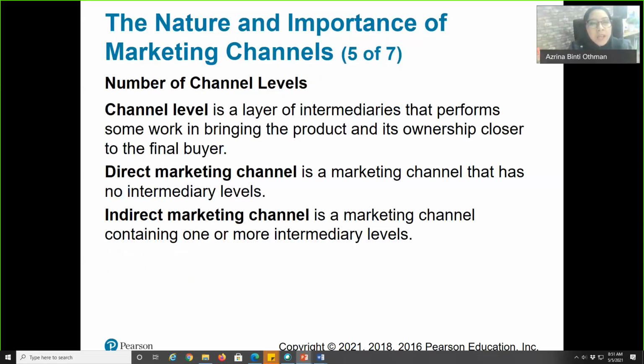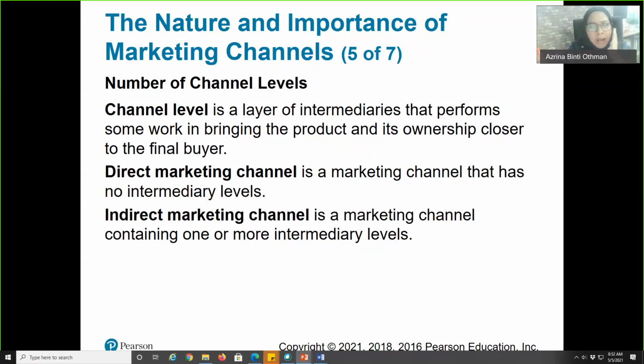So how many channels do we have in the marketing channel or distribution channel in this topic? We want to introduce you to a few channels, such as channel level, direct marketing channel, and indirect marketing channel. So there are two actually. First of all, you need to define what channel level is. There are two types of channel level, direct and indirect. So what is channel level?